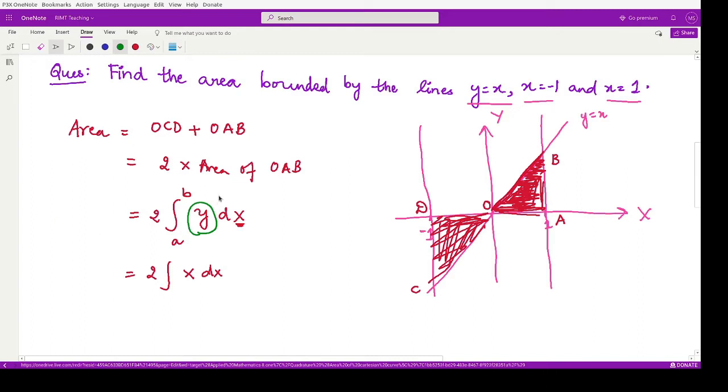So here, what we will do, we will substitute the value of y, that is equal to x, and we will take the limits of this x. Now see in this region, what is the variation of x that is occurring? Here the value of x is 0, here the value of x is 1. So the limits of x will vary from 0 to 1, right?